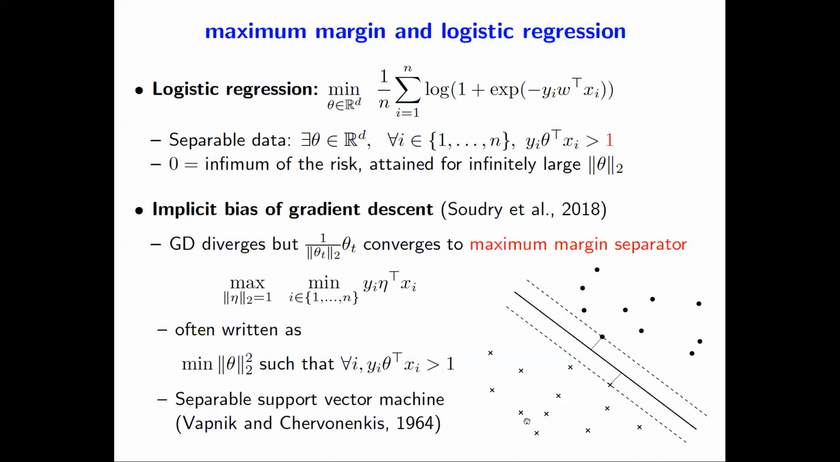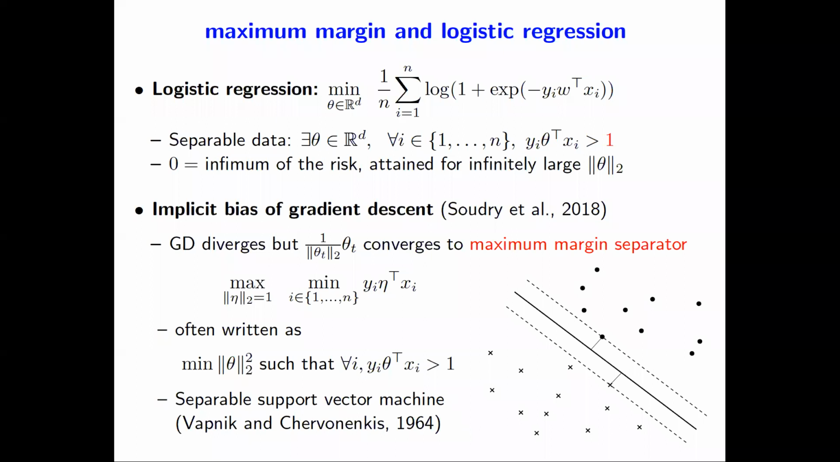This is the usual picture from the year 2000, where you have some data which is separable, and among all the hyperplanes that will separate your data, you select the one for which the distance between those two lines is as big as possible. It's called the maximum margin separator. And it turns out, and this is nicely shown by Soudry and colleagues, that if you run logistic regression on that problem, then you will diverge, but the direction will converge to this maximum margin separator. As a funny note, this dates back to '64.